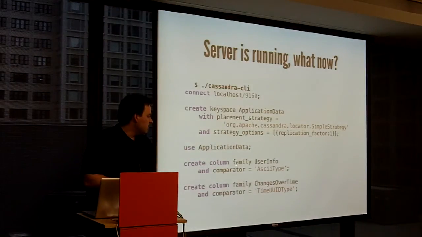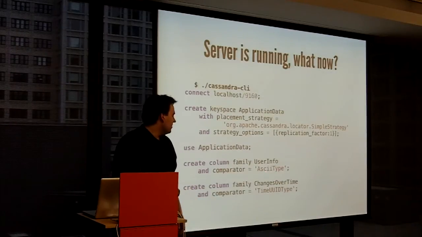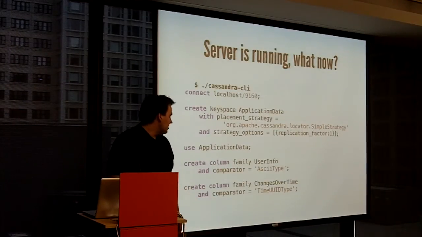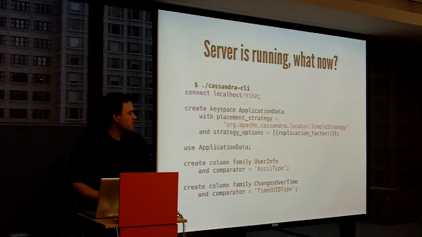And you're going to use your key space and create your column families inside it. So in the figure, we're going to make one column family where the columns are ASCII, and another one where the columns are time UUIDs for how it's going to sort the columns.